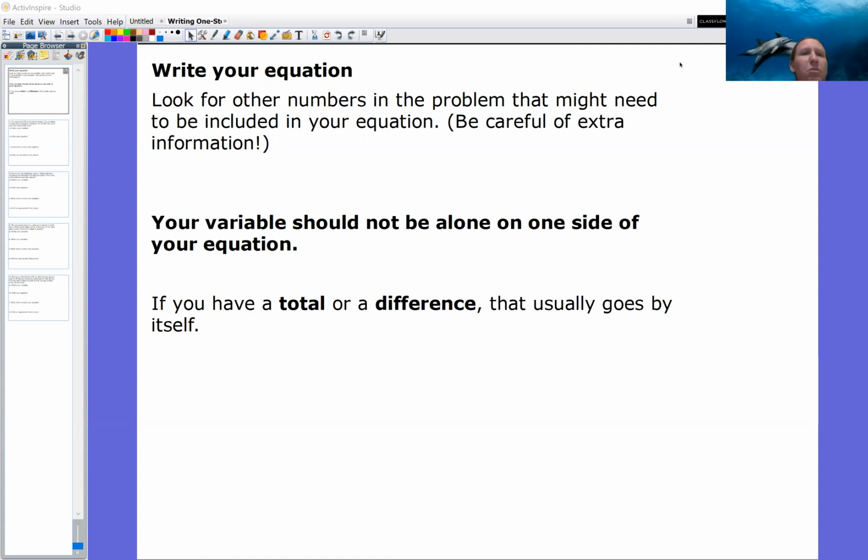Some key things to remember: you should look for other numbers in the problem that might need to be included. However, you do have to be careful because sometimes they throw extra information at you. You should also make sure that your variable is not alone on one side of your equation. A lot of you are guilty of that still. You'll start your equation with x equals something, and you don't want to do that. And finally, a good thing to check for is a total or a difference. They're not always going to be there, but if you have a total or a difference, that's usually going to go by itself on one side of your equal sign.